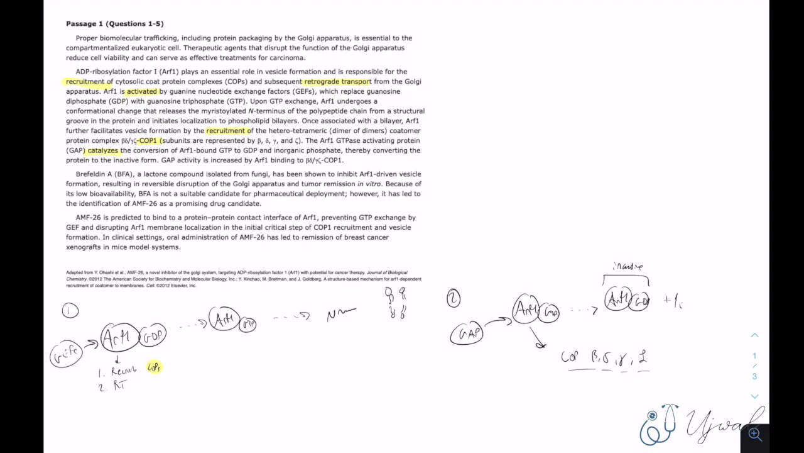Last, GAP activity is increased by ARF1 binding to this whole... Okay, so this guy, ARF1, binding to this whole molecule here, the COPs, is going to lead to the increase in the activity of this. So I'm just going to quickly represent that. I'm going to draw an arrow connecting these guys to show that this is binding with it, and that's going to lead to increased activity right here. I'm going to use 3 up arrows next to the GAP to show me that that's what that results in.